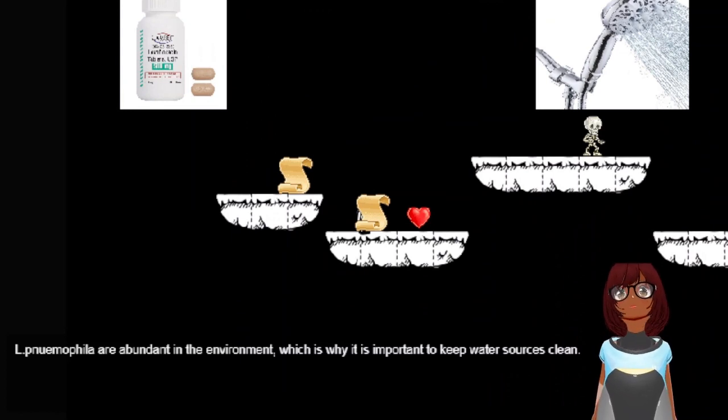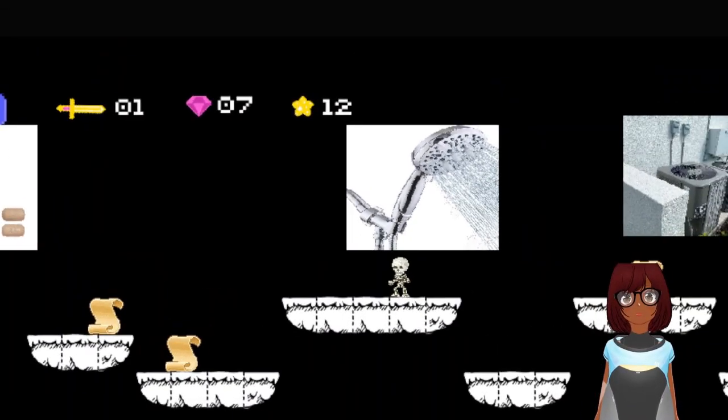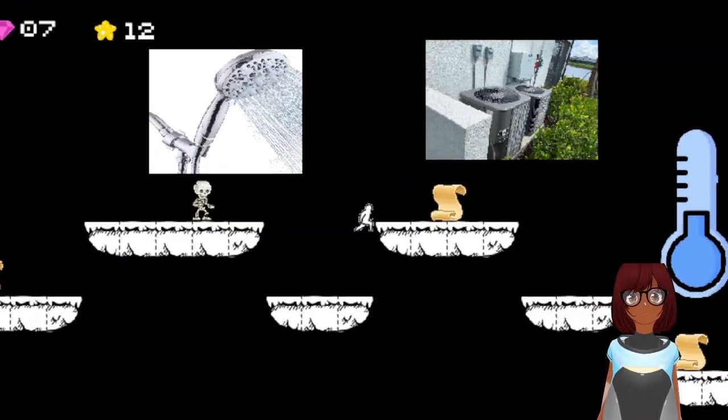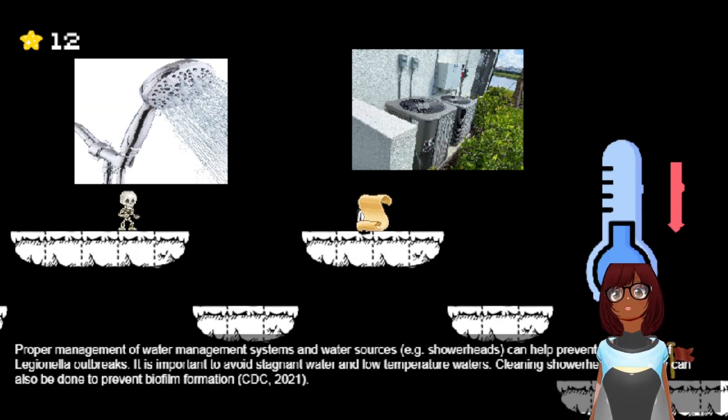Legionella pneumophila are abundant in the environment, which is why it is important to keep water sources clean. Proper management of water systems and water sources, for example, shower heads or domestic cooling systems shown on the right, can help prevent the spread of Legionella outbreaks.